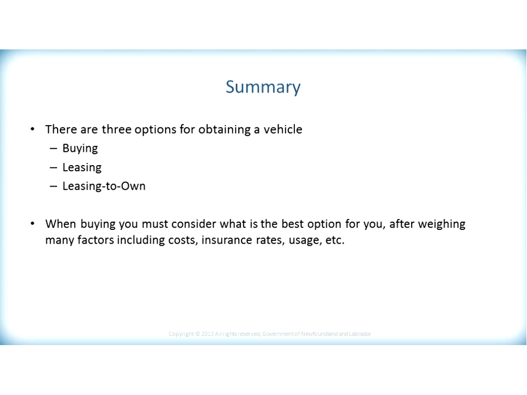So again, to summarize for this lesson, there are 3 options that you consider when obtaining a vehicle. You can either buy, and that's of course a new or used car. You can lease, and at the end of the lease, you can return your car, maybe get a new one or go with another dealer or whatever you choose. But there's also the option at the end of your lease to buy out your car, which is the lease to own option. So when buying, you must consider what is the best option for you.